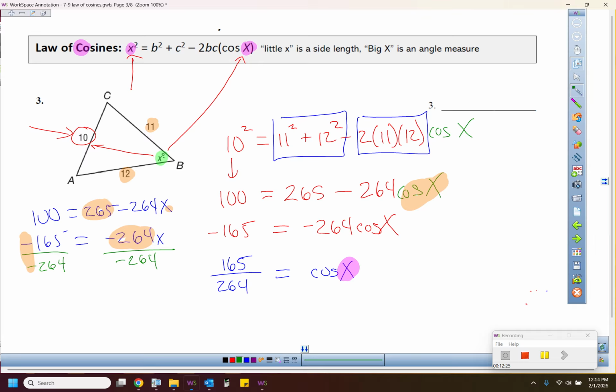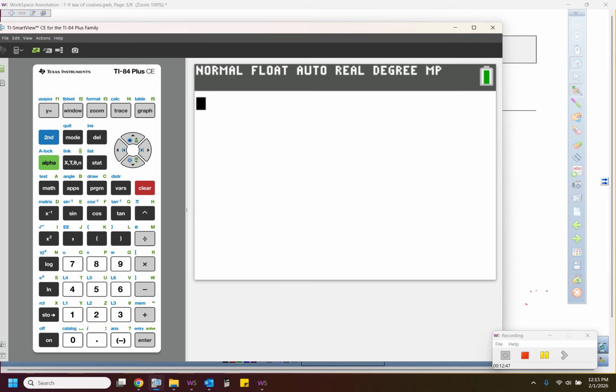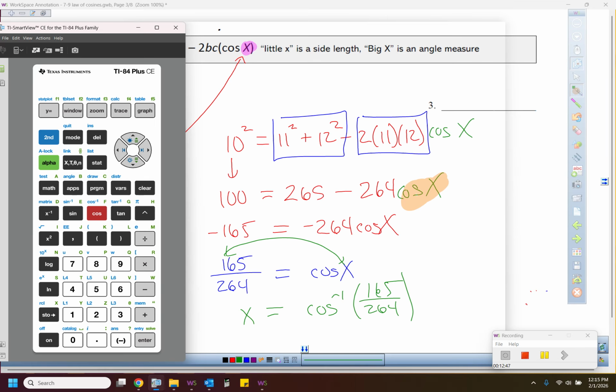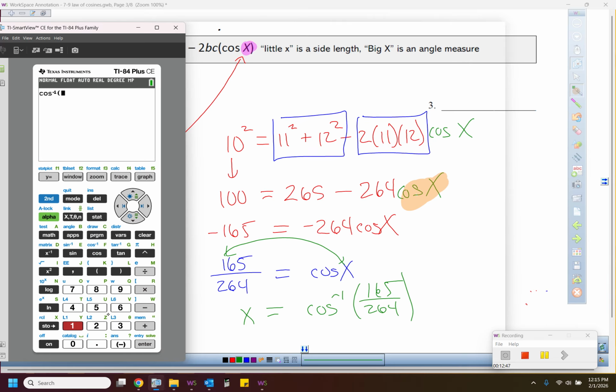Well, the way you find that is with the inverse. You can do the cosine inverse of these guys. So those will switch places, right? So x is going to equal the cosine inverse of 165 over 264. And that's why I don't care about reducing that fraction, because we're just going to punch it in and get this weird decimal anyway. So the cosine inverse, remember, if you hit second cosine to get that minus 1 little guy right there, what was it? 165 over 264.